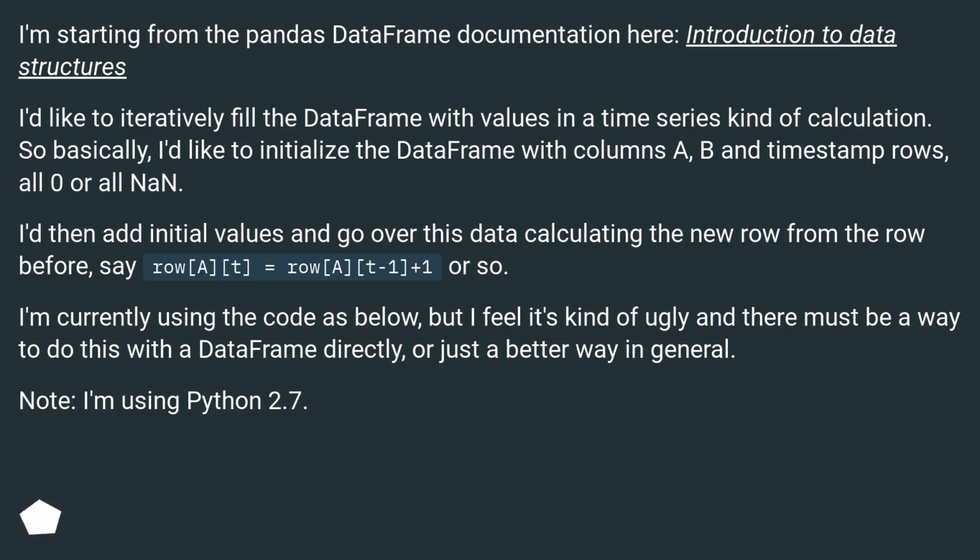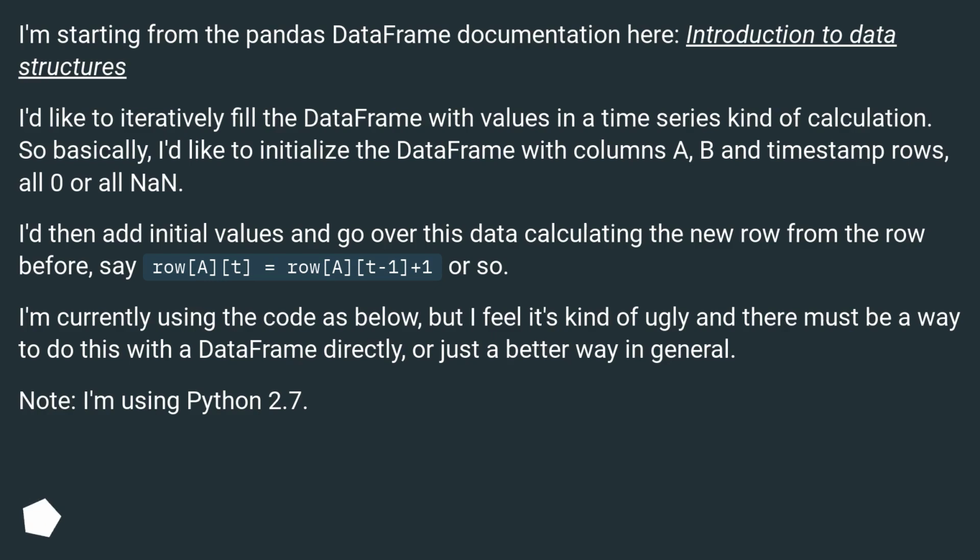So basically, I'd like to initialize the data frame with columns A, B and timestamp rows, all 0 or all None. I'd then add initial values and go over this data calculating the new row from the row before, say row at t equals row at t-1 plus 1 or so.